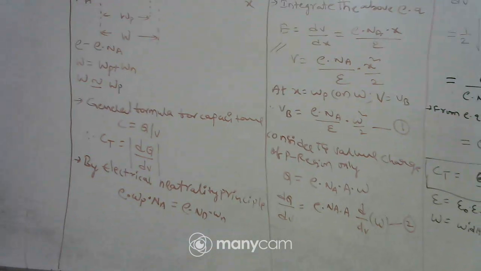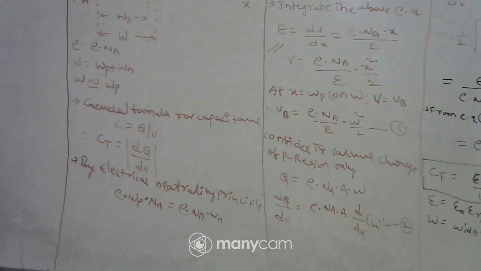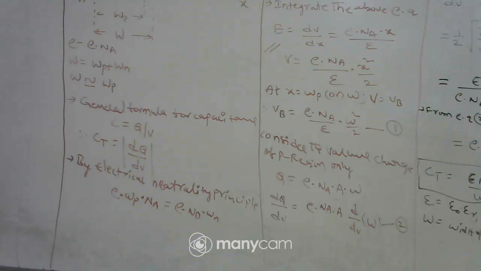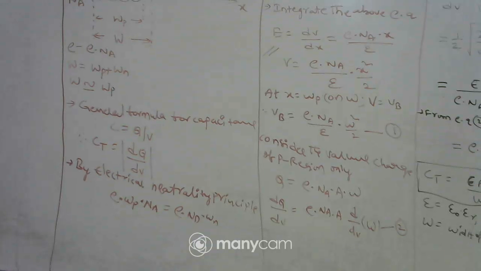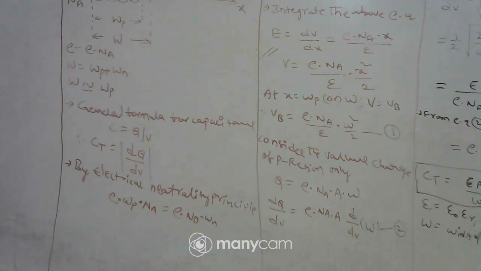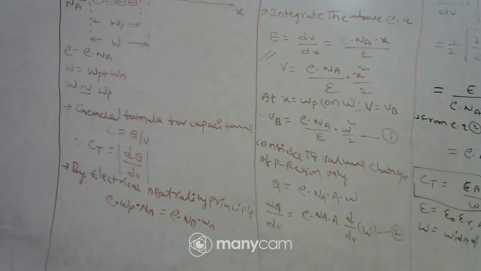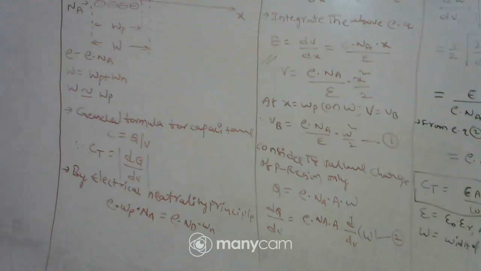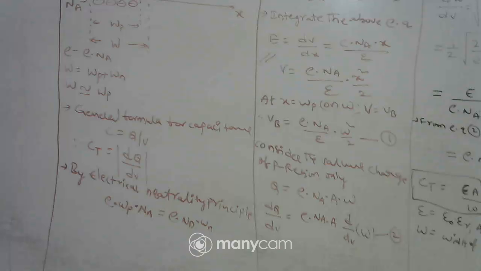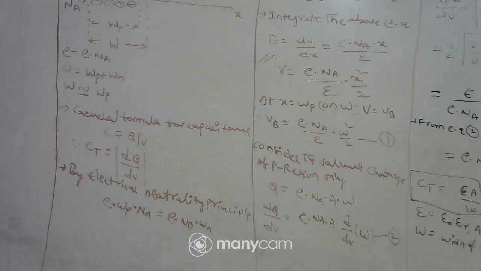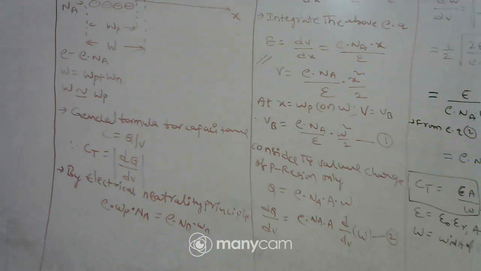Okay. So if acceptor ions are much less than donor ions, then we can write that the width of the P region is much greater than the width of the N region. Hence we neglect the N region width.